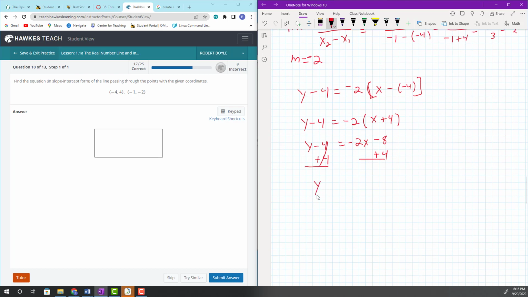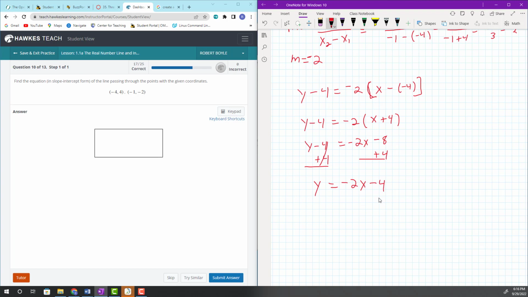Over here I have y. On this side I have negative 2x. And then negative 8 plus 4 is not that. It's minus 4. So that should be what I get.